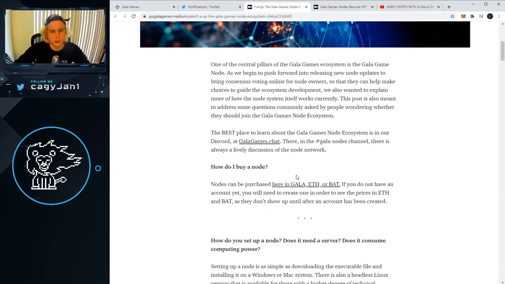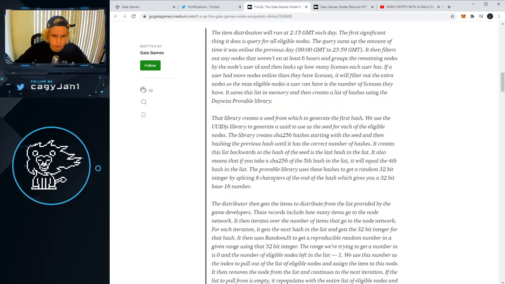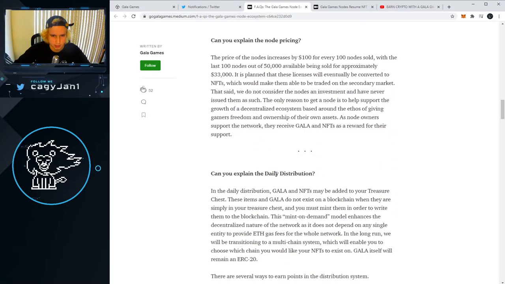Now, let's go into some of the details of Gala distribution and stuff like that, okay? So the price of the nodes increases by $100 for every 100 nodes sold, with the last 100 nodes out of 50,000 available being sold for approximately $33,000. As of right now, the price of the nodes is, I think, $2,700. So that means that every 100 nodes sold, it goes up by $100. So I got it when it was 2,400. The people that got it before, you know, they're in for good.